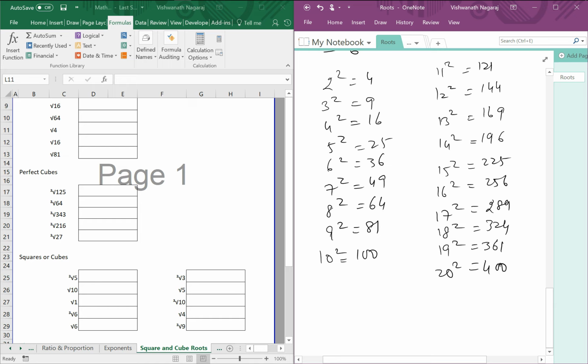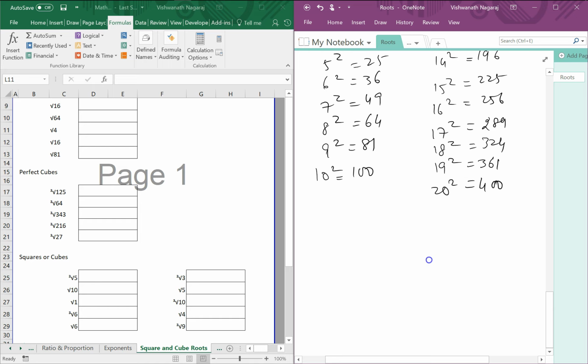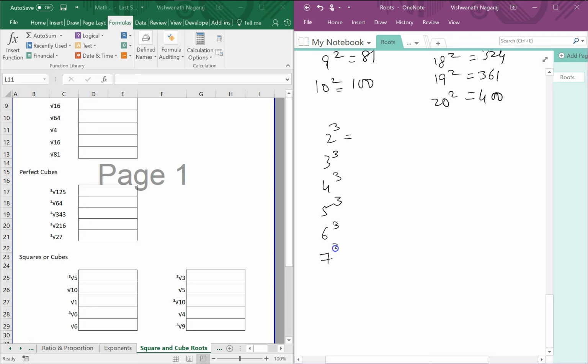You shouldn't spend time on calculating these things when you're solving some problems. Immediately it should be available to you. Okay, similarly 2 cube, 3 cube, 4 cube, 5 cube, 6 cube, 7 cube, 8 cube, 9 cube and 10 cube.